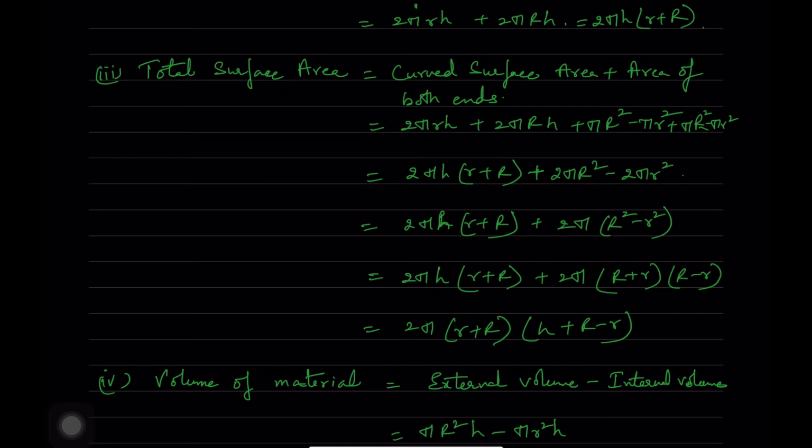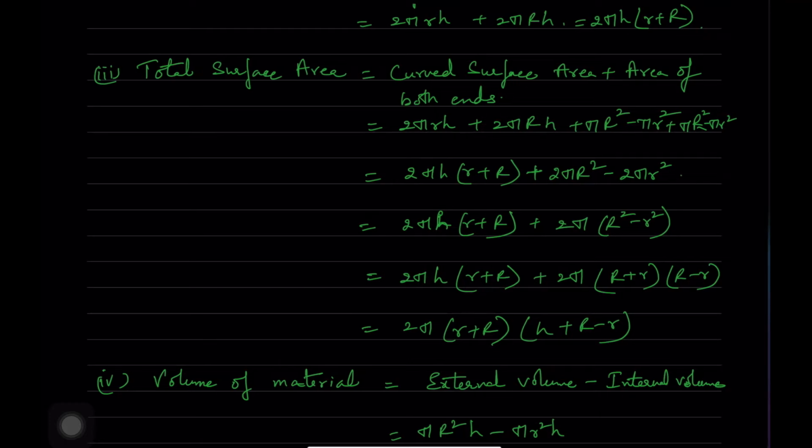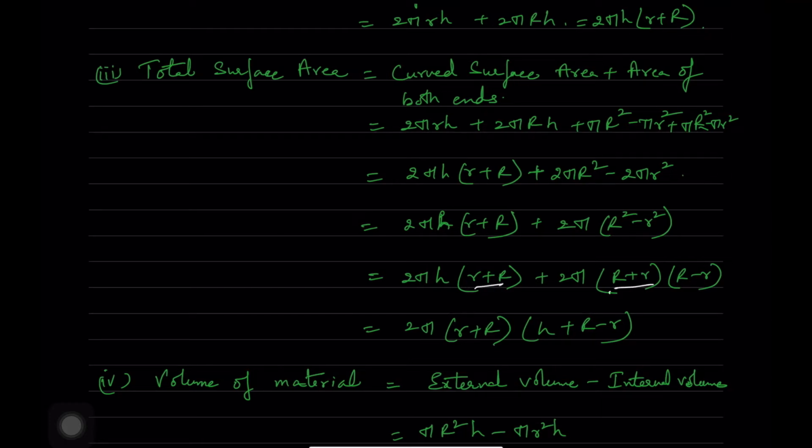plus 2 pi into (R plus r) into (R minus r), because R square minus r square is written as a square minus b square, which is (a plus b) into (a minus b). So the same way here you are writing it as (R plus r) into (R minus r). Which is equal to 2 pi into (R plus r). If you take out common from both of them, which I have underlined in white, you are left here with h, and here you are left with (R minus r), so that we have written in bracket.